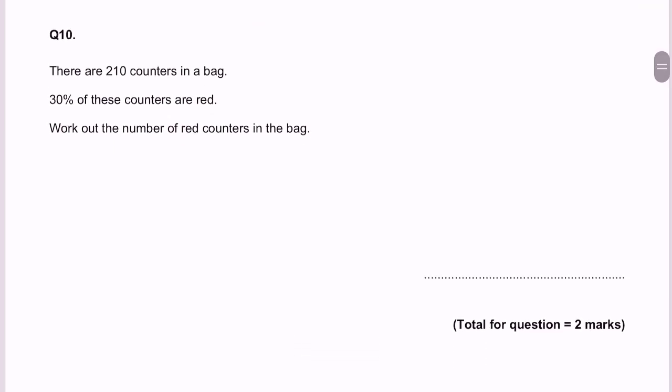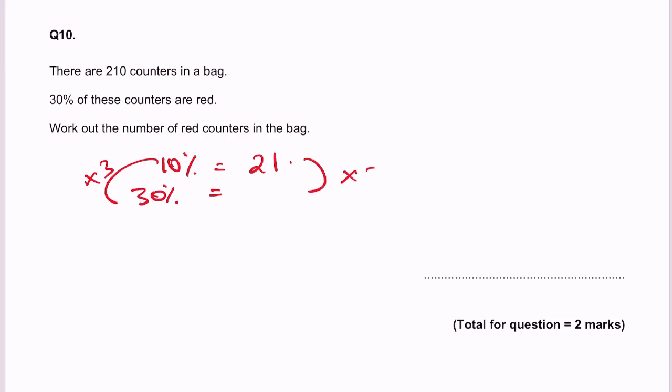Question 10, there are 210 counters in a bag. 30% of these counters are red. Work out the number of red counters in the bag. So let's work out 30% of 210. 10% is 210 divided by 10, which is 21. 30% will be 3 times 21, so we need to multiply this by 3. That gives us 63. And the answer is 63. 2 marks.